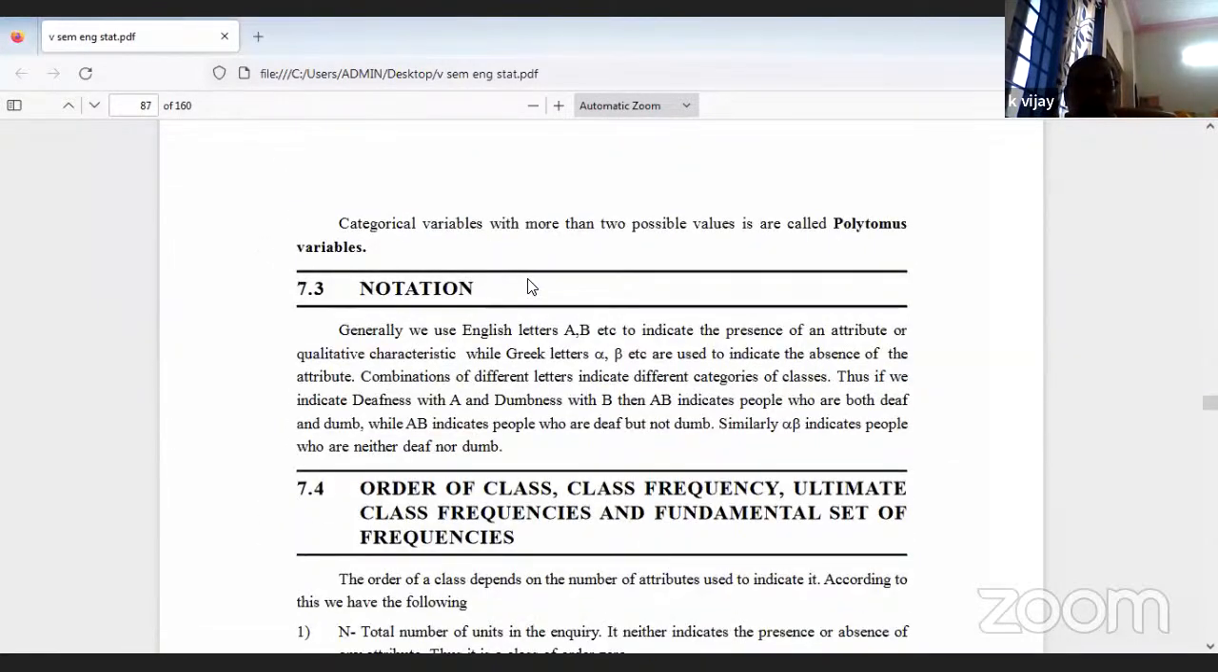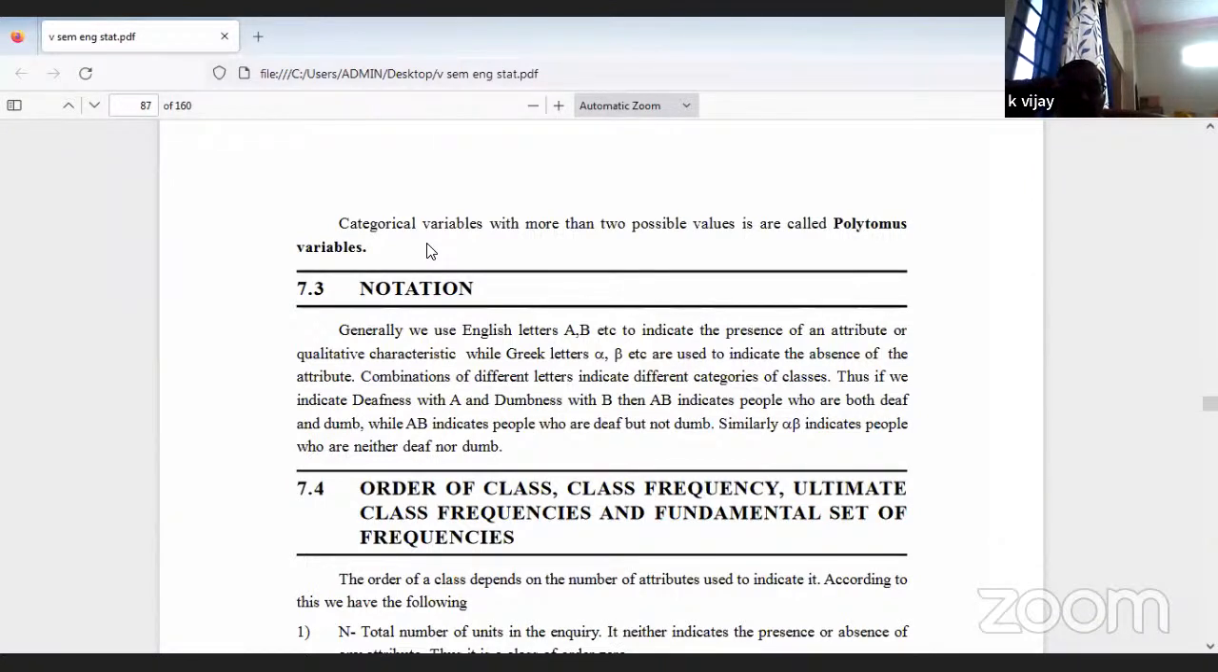I am not going into the theory part. So that is a notation. Generally we use English letters A, B, C, D, etc. to indicate the presence of an attribute or qualitative characteristic. The Greek letters alpha and beta indicate the absence of the attribute. Combinations of the different letters give different categories of classes.